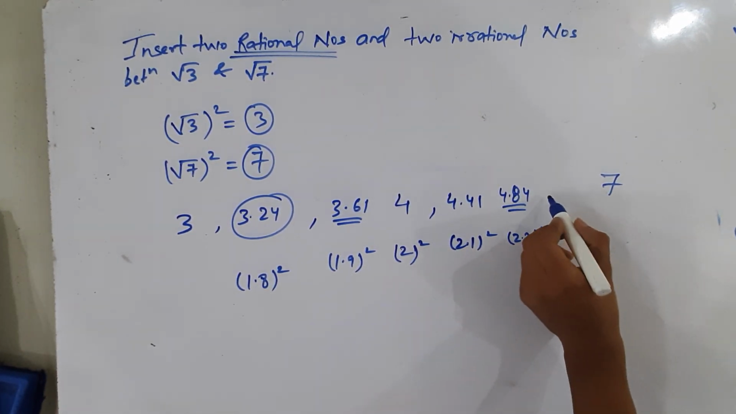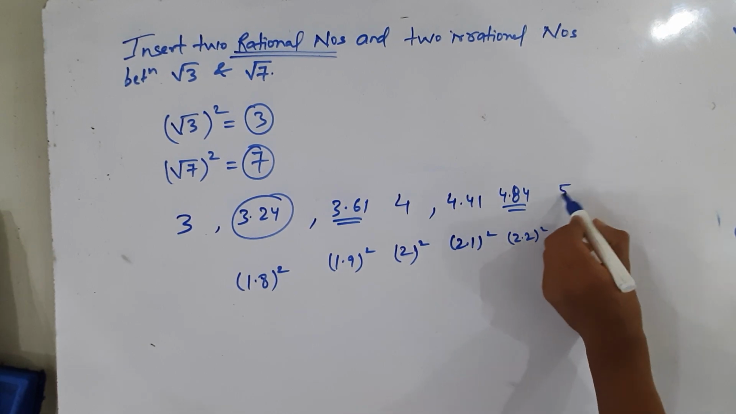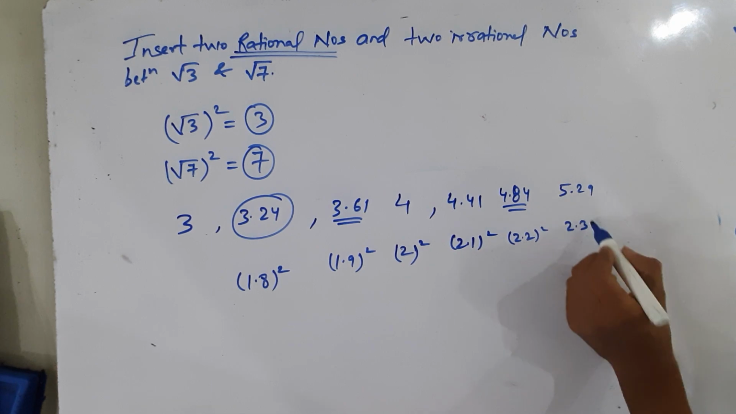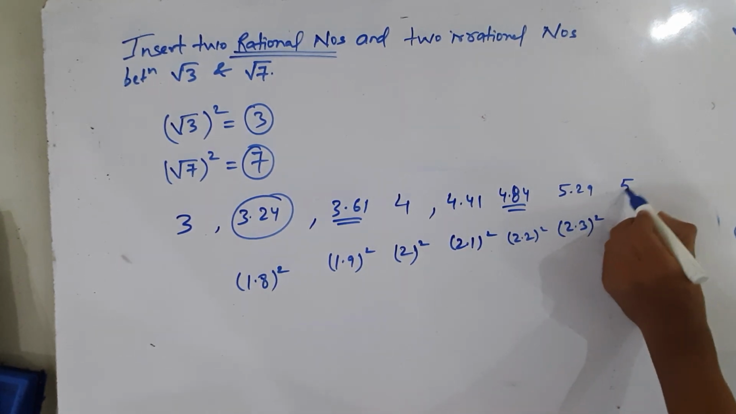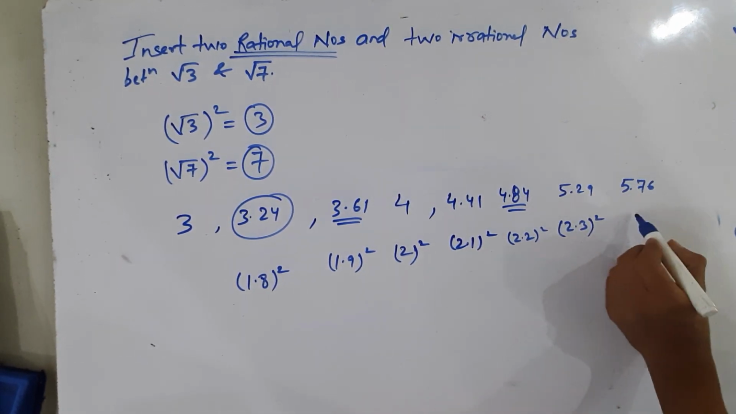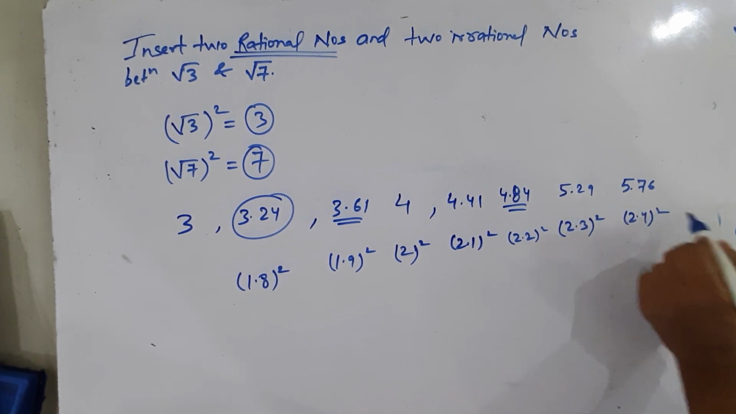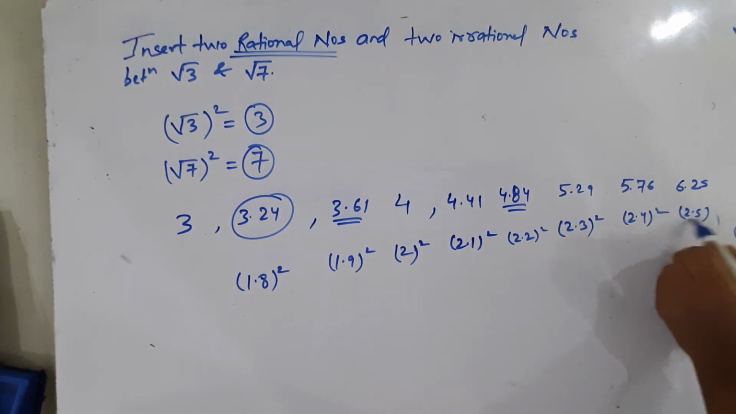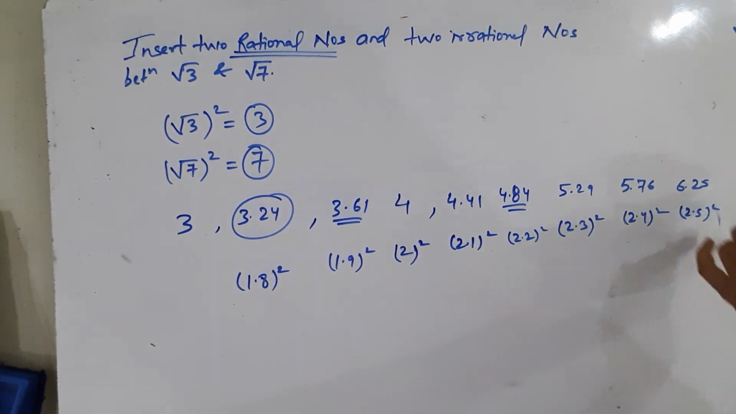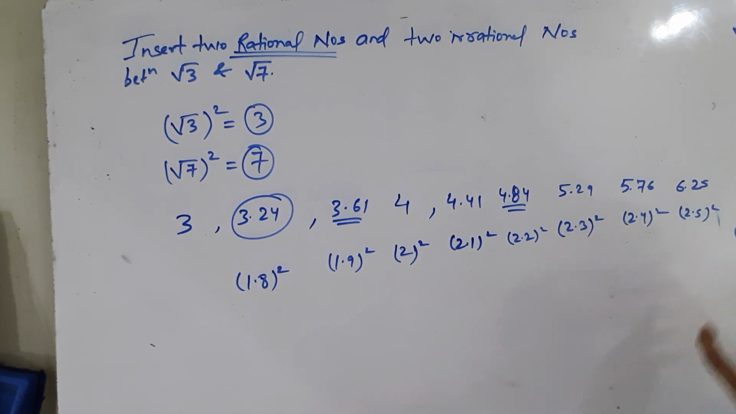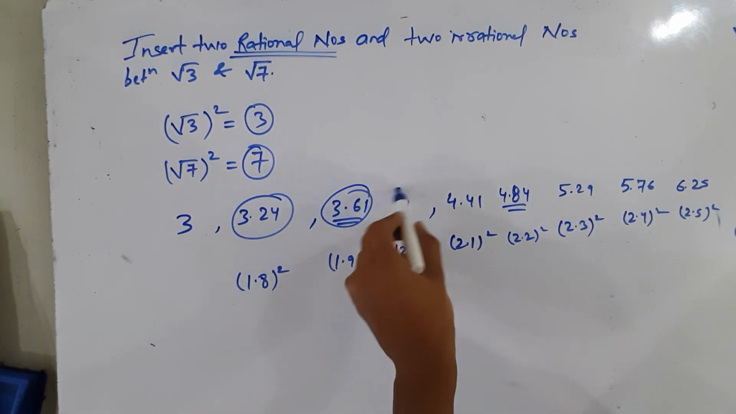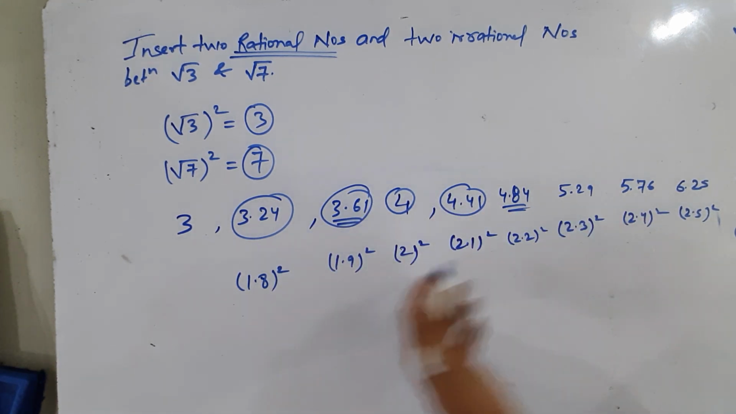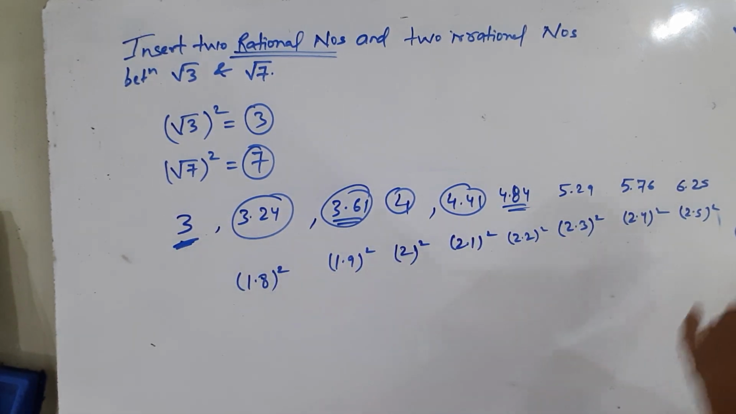We can take 5.29, which is the square of 2.3. We can take 5.76. It is the square of 2.4. Similarly we can take 6.25, it is the square of 2.5. So there are so many numbers, 3.61, 4, 4.41 and so on. These are the perfect squares which come between 3 and 7.